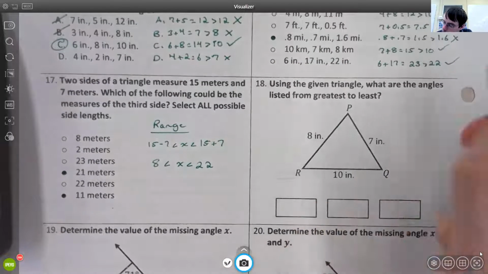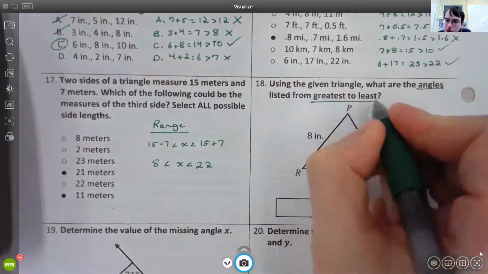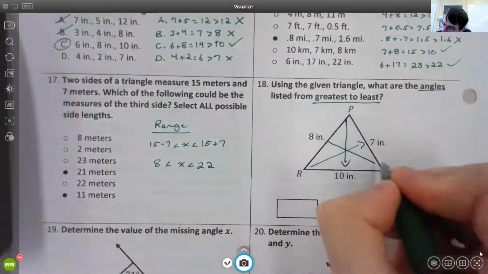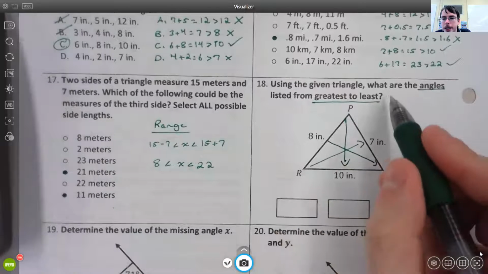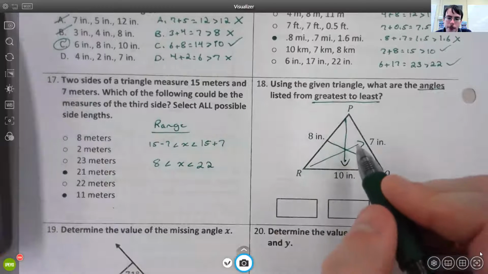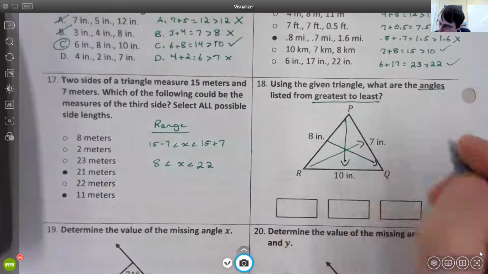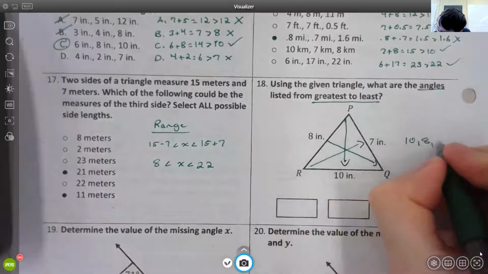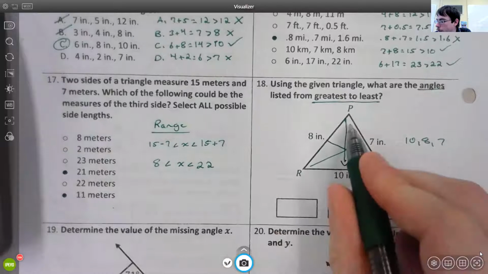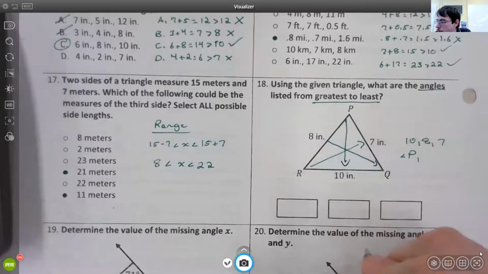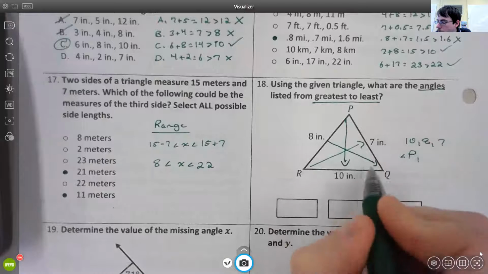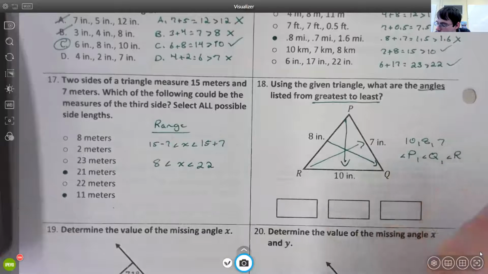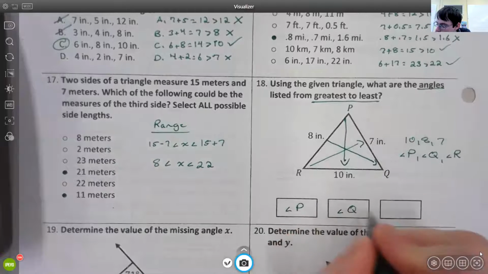Number 18. Using the given triangle, what are the angles listed from greatest to least? We're going to draw our arrows. What I'm going to do is list my sides from greatest to least, and then write down the ones that are opposite. So greatest side is 10, then 8, then 7. The angle pointing to 10 is angle P. The angle pointing to 8 is angle Q. And the angle pointing to 7 is angle R. So our answer should be angle P, angle Q, angle R.